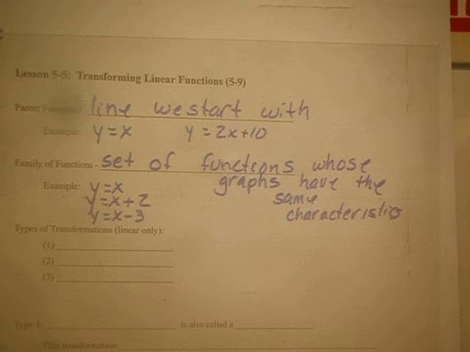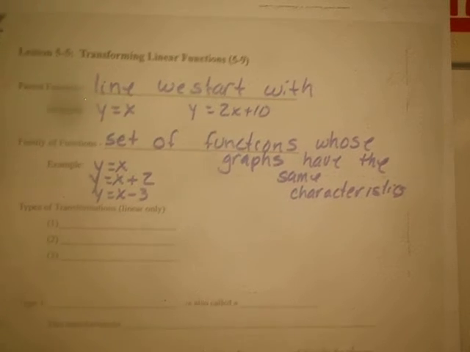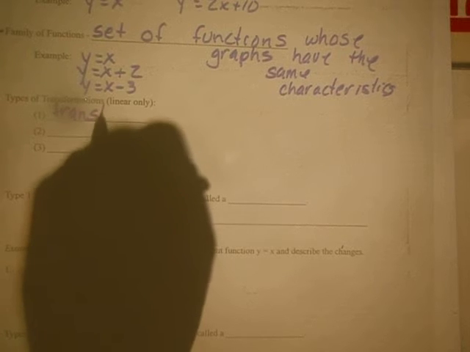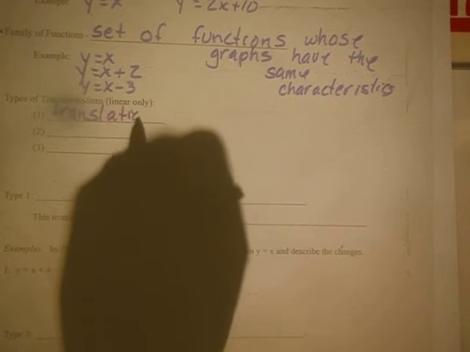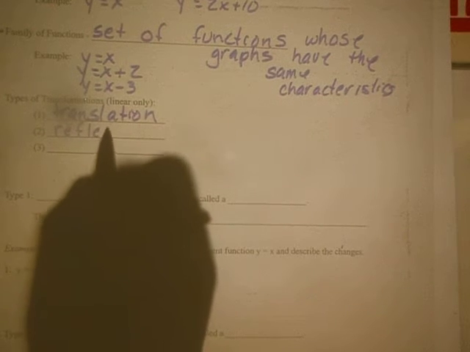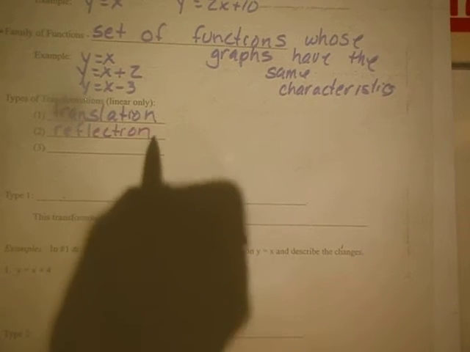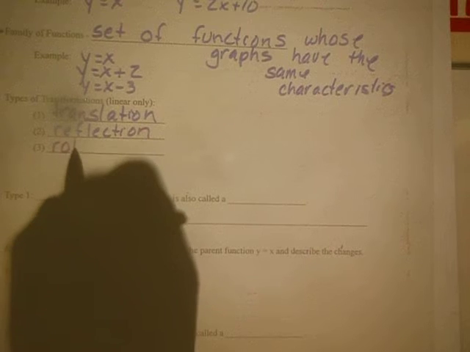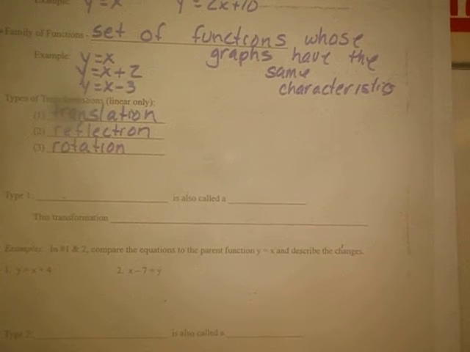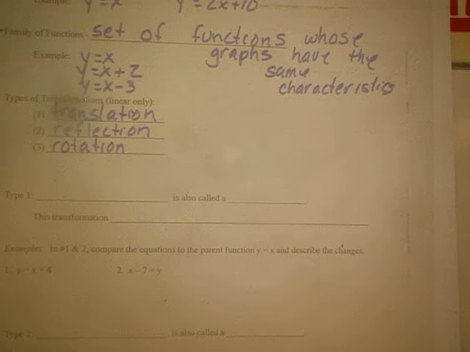We are going to look at three types of linear transformations here. The first one is a translation, or a slide. The second one is a reflection, which is a flip. And the third one is a rotation. So we're going to look at a translation, reflection, and a rotation.